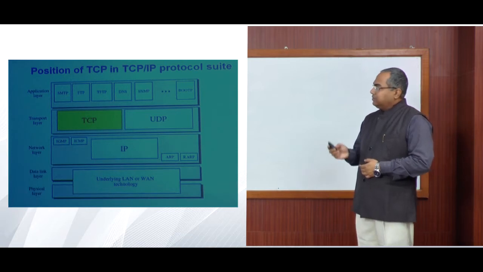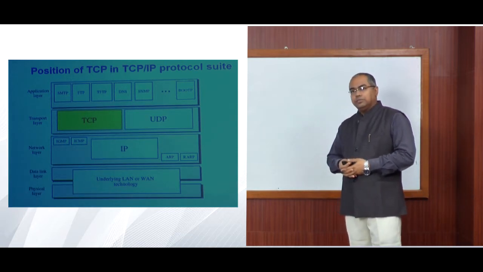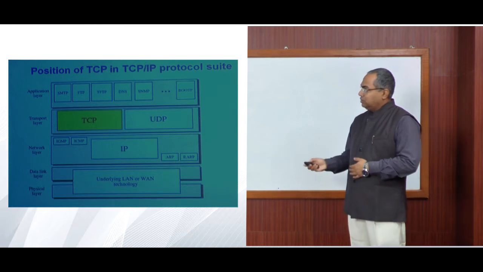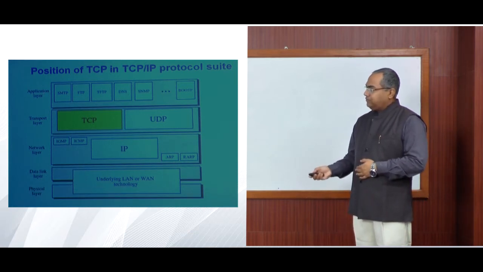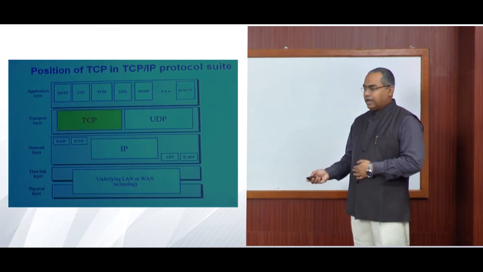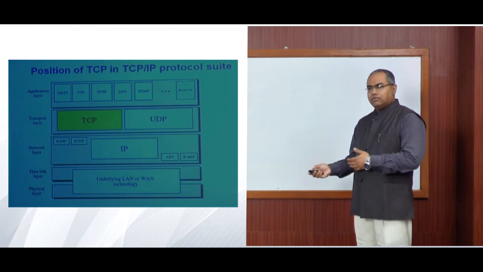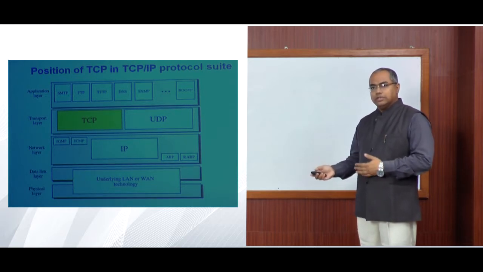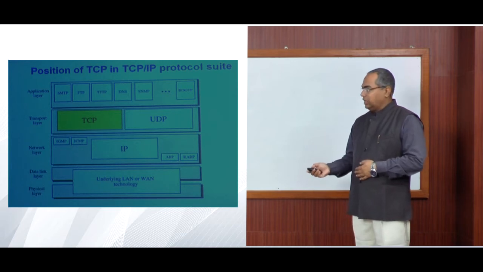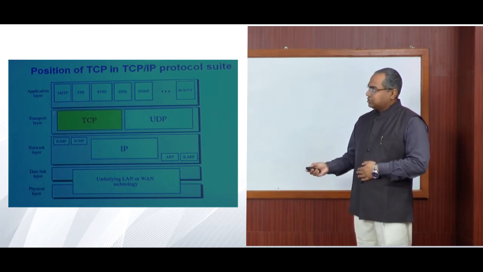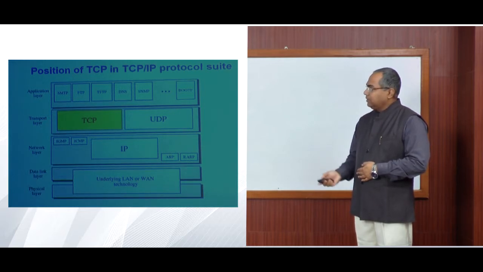Now let me start off with the position of TCP in the TCP/IP protocol suite. As I told you, there are 5 layers in the internet model: application, transport, network, data link, and physical. So TCP is a transport layer protocol which is responsible for reliable transmission. In subsequent slides we will discuss how TCP ensures reliable transmission, but today's discussion will be based on the detailing of this protocol only.